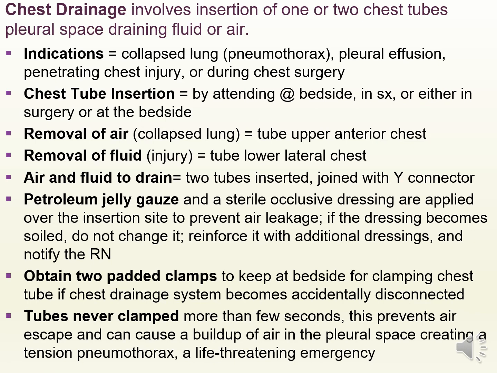If the dressing becomes soiled, do not change it. Reinforce it with additional dressings and notify the RN. 2 padded clamps are kept at the bedside for clamping the chest tube if the drainage system becomes accidentally disconnected. However, the tube should never be clamped more than a few seconds, and check your policy to ensure that you are permitted to do this. This prevents air escape and could cause a buildup of air in the pleural space and create a tension pneumothorax, a life-threatening emergency.